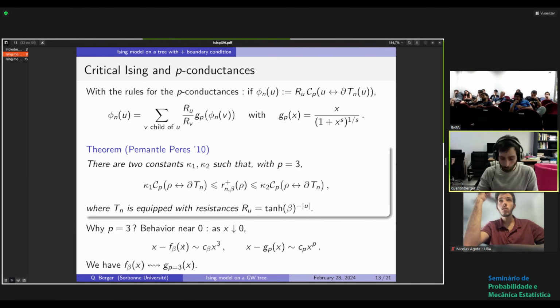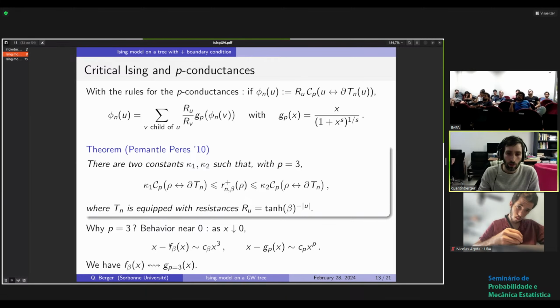How fast is your function approaching the line x when x goes to 0? It turns out that if you do the calculation, f approaches x as x cubed, and g_p approaches x as x^p. So if you want to compare this function f of beta for the Ising model and this function g_p for the p-conductance, you have to take p equal 3. And that's actually what they do there.